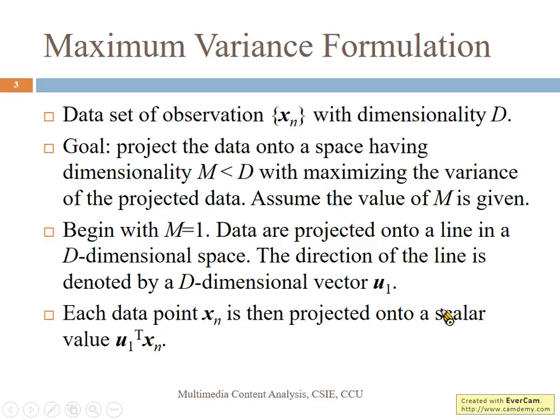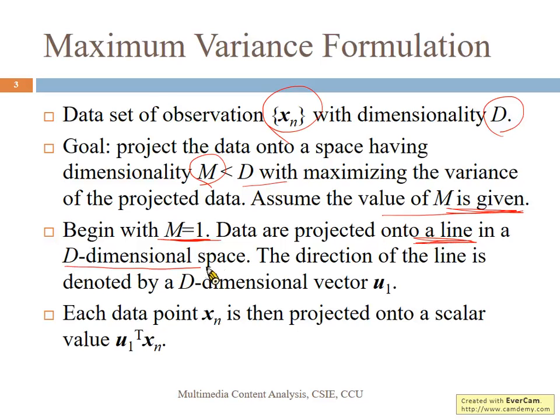Let's start from the first perspective, maximum variance. Given a data set x_n, assume that the dimension is d. The goal is to project the data onto a space having dimensionality m, where m is less than d, and assume that the value m is given. Let's begin with m equal to 1. So we want to project the data onto a line in a d-dimensional space.